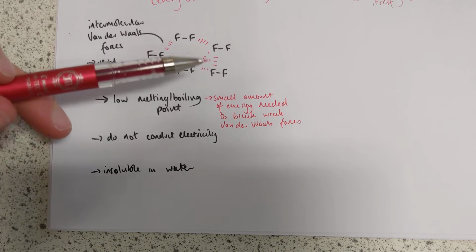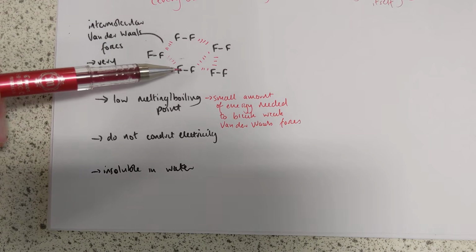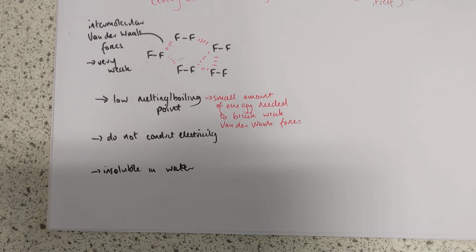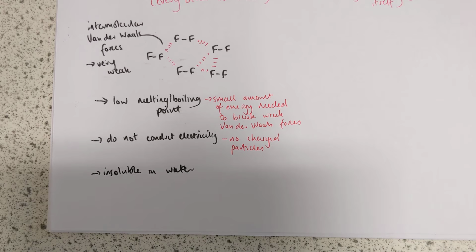In a simple covalent structure, you don't have anything with a positive or negative charge. Everything's entirely neutral, so it's impossible for you to get anything to conduct electricity. In other words, there are no charged particles. The final property you don't need to be able to explain. You just need to remember that in general, most simple covalent structures are not soluble in water.